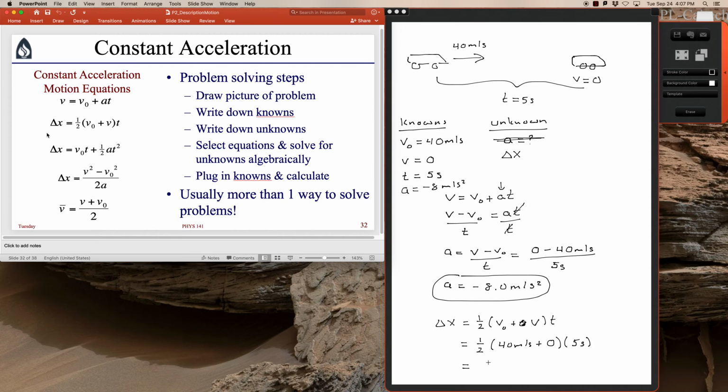And that's the distance that the car would travel while it's slowing down and coming to a stop. Now you'll notice I could have used these other two equations, and if you want, you can check them out and see that they will give you exactly the same final answer.